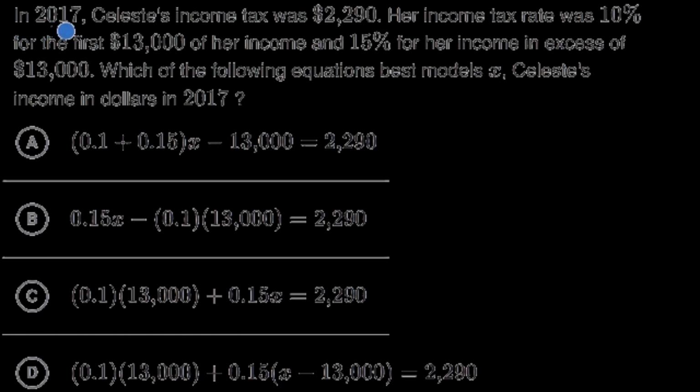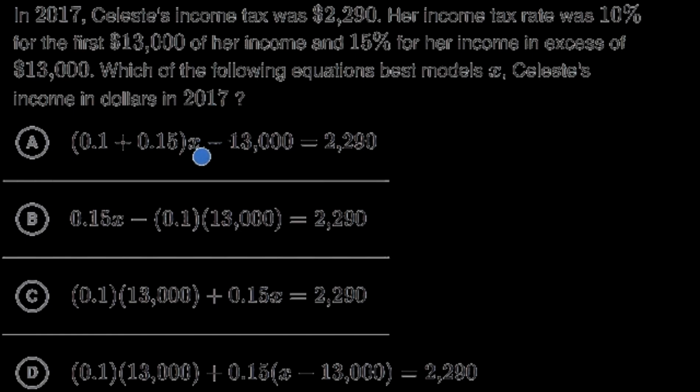We're told in 2017, Celeste's income tax was $2,290. Her income tax rate was 10% for the first $13,000 of her income and 15% for her income in excess of $13,000. Which of the following equations best models X, Celeste's income in dollars in 2017? So pause this video and see if you can work through this. All right, now let's do it together.